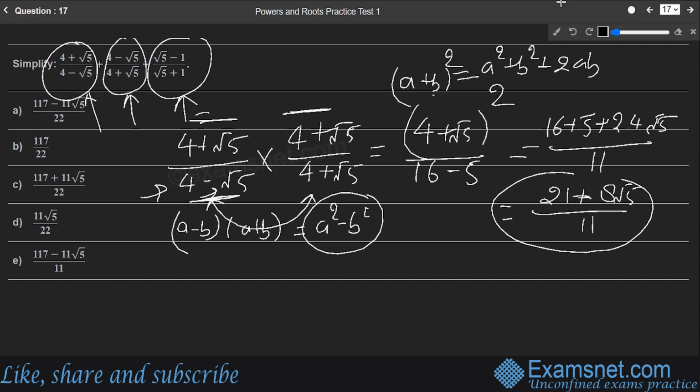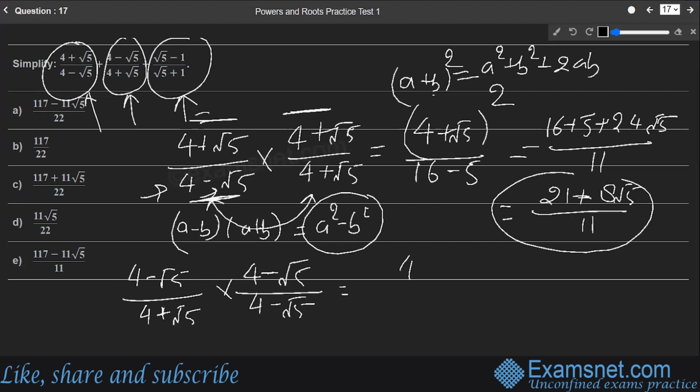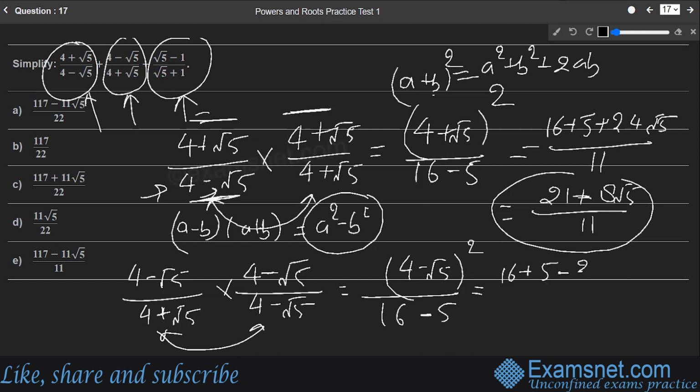Let us do the same thing for the second term, which was 4 minus root 5 divided by 4 plus root 5. We conjugate it by multiplying with 4 minus root 5 divided by 4 minus root 5, which gives 4 minus root 5's whole square divided by a plus b times a minus b, so again 16 minus 5, that is 11. A minus b's whole square opens as 16 plus 5 minus 2 into 4 into root 5, divided by 11, which comes out to be 21 minus 8 root 5 by 11. This is the resultant second term.